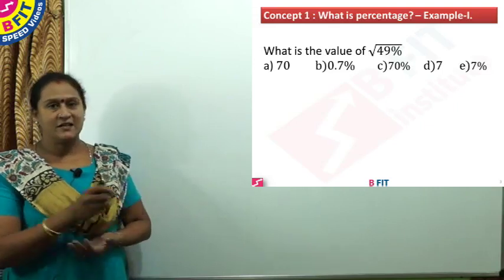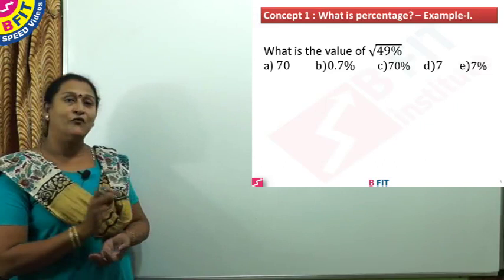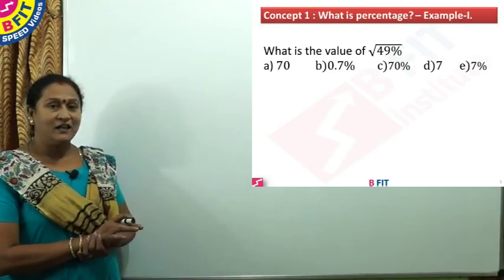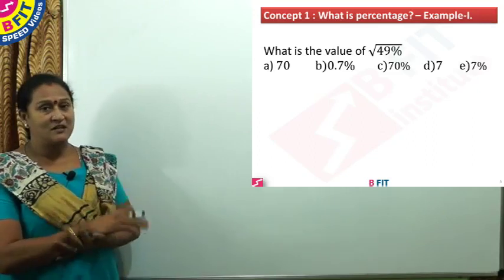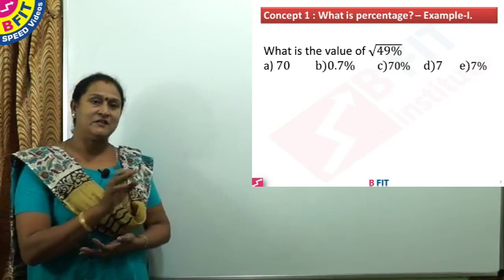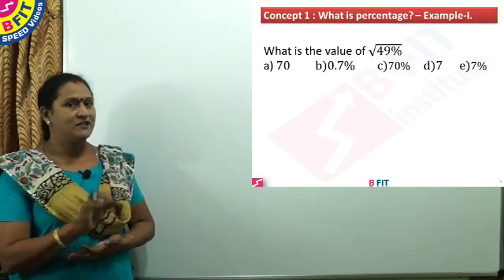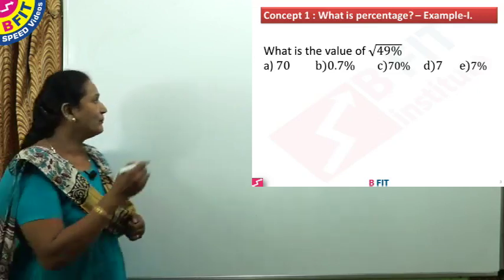So we'll see the first example. Now we'll see what is the value of root of 49%. Many think that seeing the option, 7% is the answer. This question was asked in a previous exam. Many in a hurry write 7% as the answer, but 7% is not the correct answer. So we'll see what the answer is here.